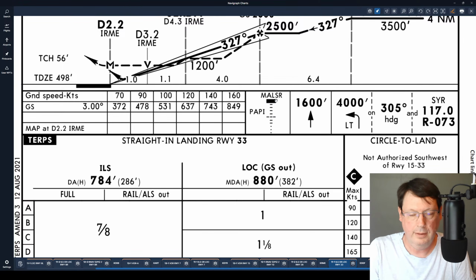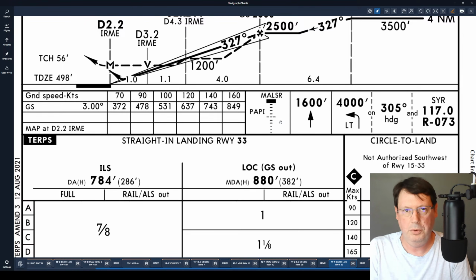MALSR is medium intensity. HALSR is high intensity. So high intensity or medium intensity, and that just tells you basically how visible it's going to be depending on what the weather is like. If you have a medium intensity approach light system and it's low fog, you're not going to see it as early as you would see a high intensity approach light system, for example.